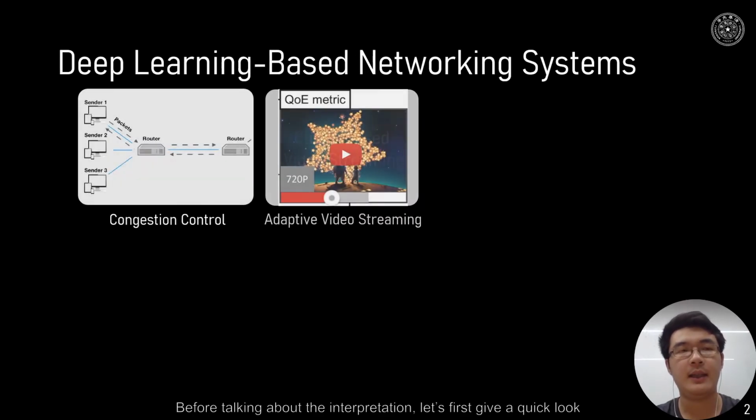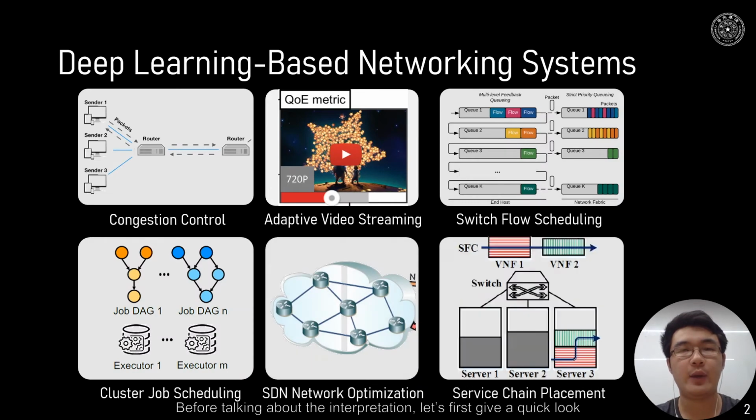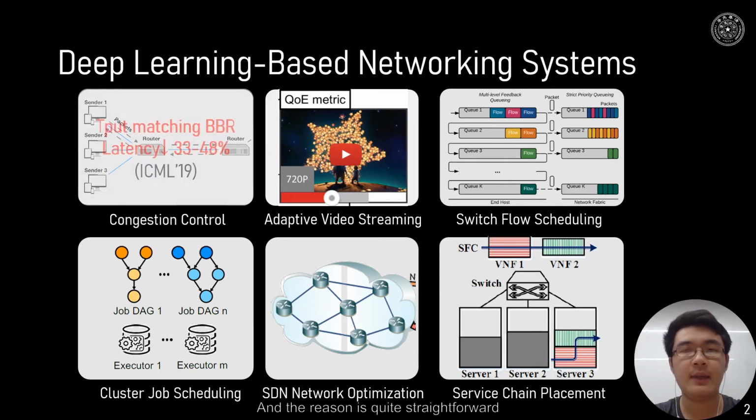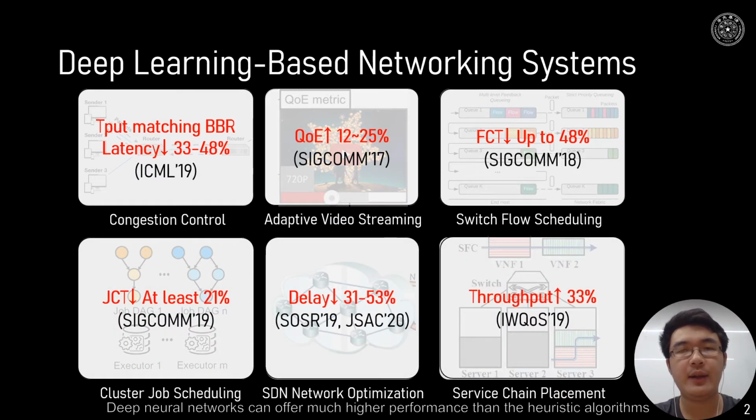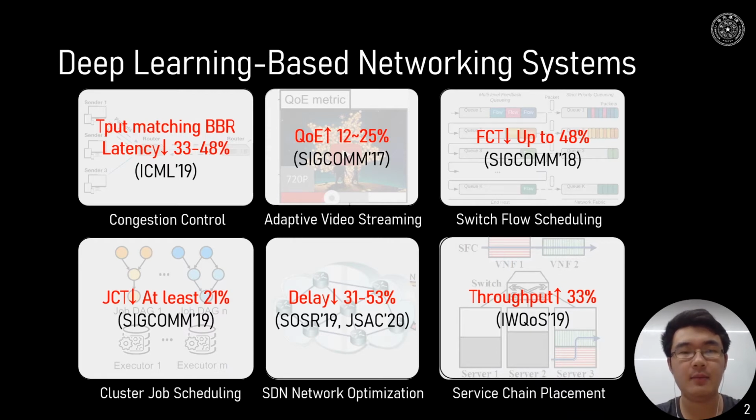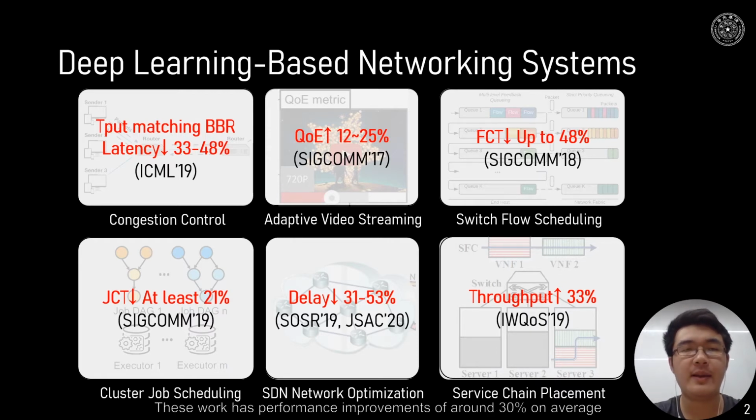Before talking about interpretation, let's first give a quick look at the existing deep learning-based networking systems. With the emergence of deep learning, many networking systems start to employ deep learning algorithms, and some are even being deployed in industrial applications. And the reason is quite straightforward. Deep neural networks can offer much higher performance than the heuristic algorithms. This work has performance improvements of around 30% on average.